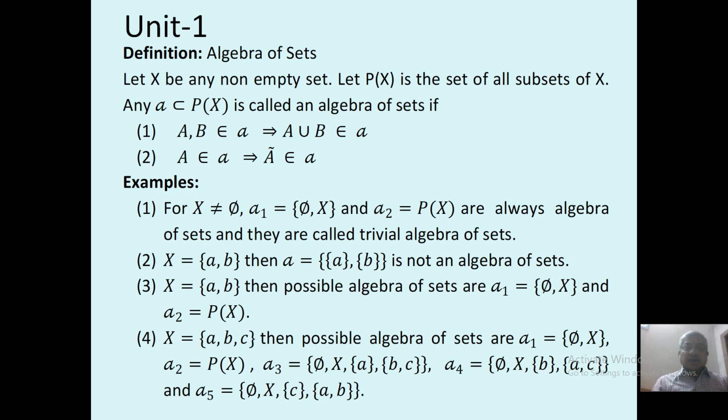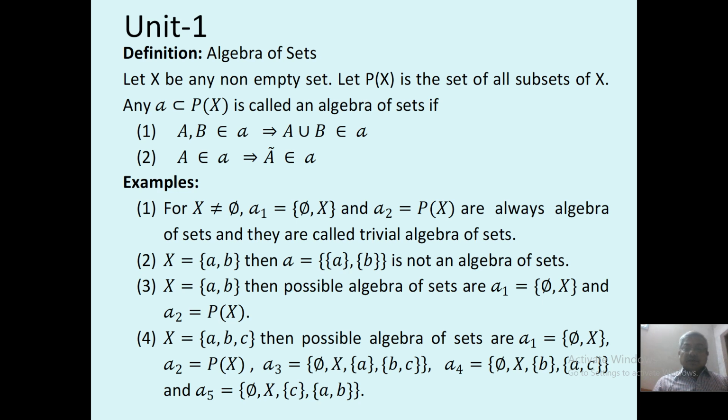So if you have two members in your set, then there are only two possible algebras of sets, and both are trivial algebras of sets. If you take three members in your set X = {a, b, c}, then the possible algebras of sets are obviously the two trivial ones, that is A1 = {phi, X} and A2 = P(X). These two are algebras of sets. Another possible algebra of sets is A3 = {phi, X, {a}, {b, c}}.